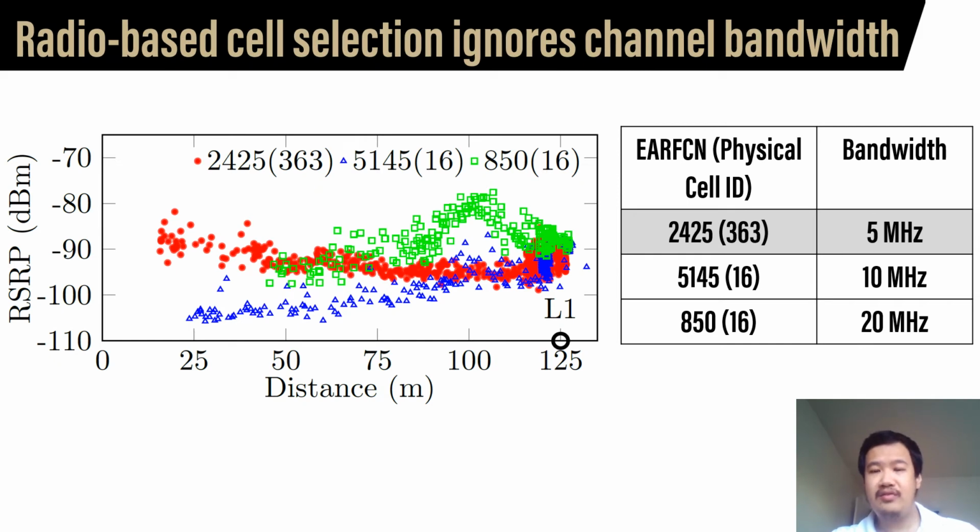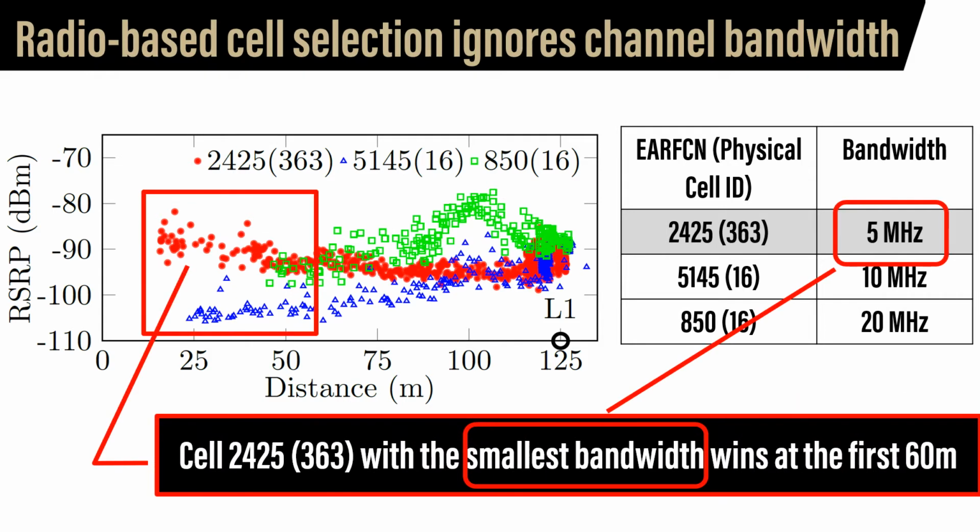There are several reasons for the selection of cell 363. First, the legacy cell selection relies on radio quality comparison but ignores non-radio factors which could impact data performance, such as channel bandwidth. This is a 125-meter walking trace towards the test location. At the start, cell 363 has a stronger radio and thus beat down the other 2 cells. Regardless, both other 2 cells have wider bandwidth, which likely can provide better performance.